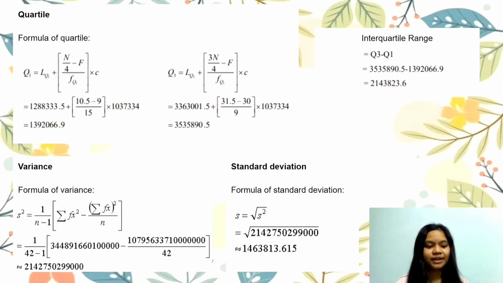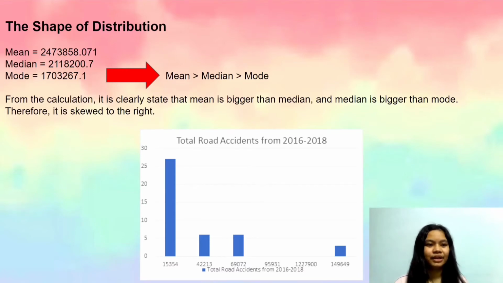By using the formula given, we calculate that the variance is about 2142750299000. And for standard deviation, it is the square root of the variance, and the answer is about 1463813.615. And lastly, we're going to do the shape of distribution, and by the calculation, we know that mean is bigger than median and is bigger than mode. So the graph is skewed to the right, shown as below.